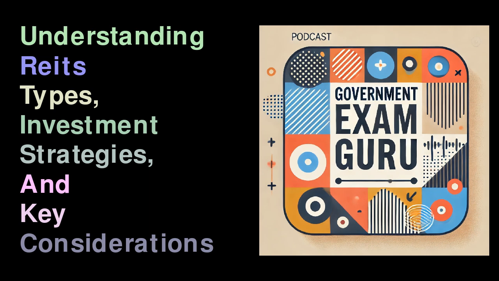Advantages and disadvantages of REITs. Pros. Liquidity. Shares in REITs are relatively easy to buy and sell. Diversification. Investing in real estate offers a hedge against market volatility. Stable cash flow. REITs often provide dividends, generating consistent income.